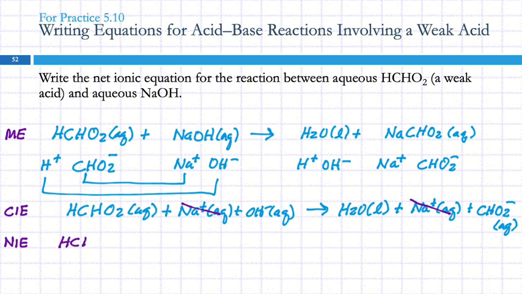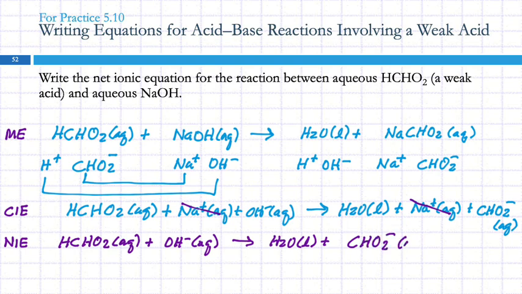So HCHO2 aqueous plus hydroxide is going to give us water and CHO2 minus. And that's the net ionic equation. Any questions?